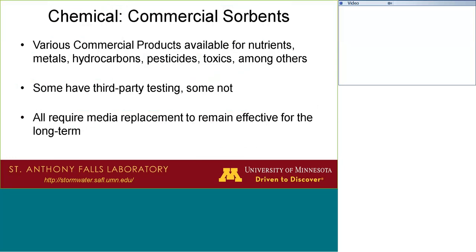We can also look at other commercial absorbents. There's a number of products out on the market. Some are in the Minnesota Stormwater Manual, some are in other manuals and other guidance documents. And there's a variety of them that are used to remove not only nutrients like phosphorus, but also metals and hydrocarbons and pesticides and toxics. So in some ways, you can get a big bang for your buck by removing all of these things. Some of these have had third-party testing, some have not. We've done some of that work at the laboratory at St. Anthony Falls, and we've published that information.